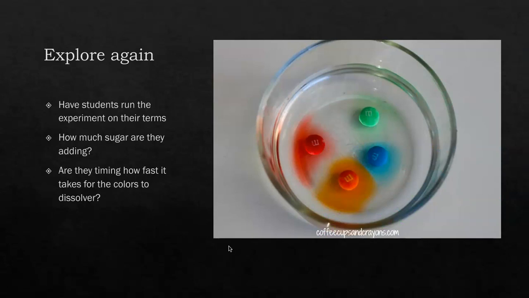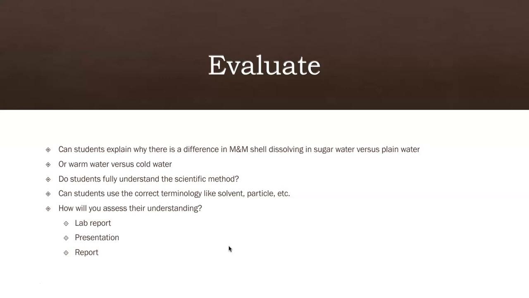Then you're going to have them do the experiment again. So maybe they'll do it under different concentrations of sugar or salt. And you can have them do things like time how fast it takes for the colors to dissolve, do the colors dissolve, do certain colors dissolve faster than other colors, and have them hypothesize what they're observing.